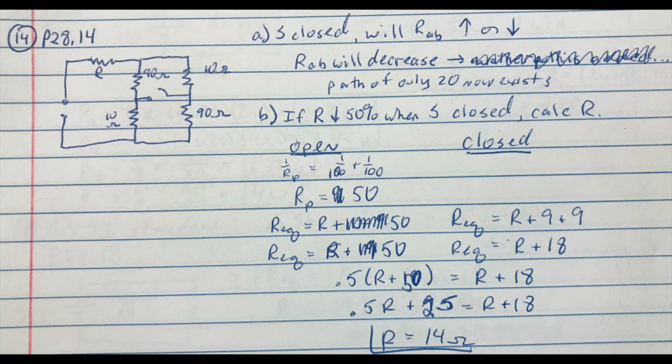The 90 and 10 in parallel give 1 over 90 plus 1 over 10, which is 1 over 90 plus 9 over 90, or 10 over 90, inverted 90 over 10, which is 9 ohms. So then you have two 9 ohms in series with R for an equivalent resistance of R plus 18. Use that 50% to set up an equation between the open and closed and solve down for your R value to get 14 ohms.